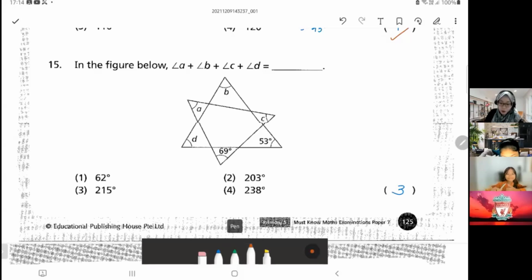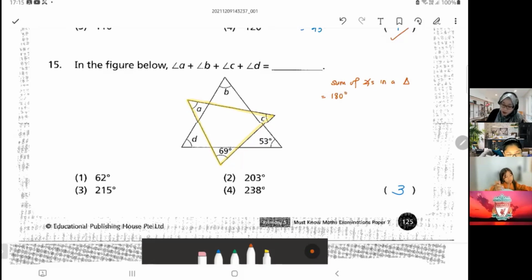Okay, so in the figure below, angle A plus angle B plus angle C plus angle D is equal to, so you can see that these angles are labeled and they're inside triangles, right? So let's identify the triangles first. This is one triangle. And that one triangle there, I have angle A plus C. Let's settle that one first, which means sum of angles in a triangle is 180 degrees.